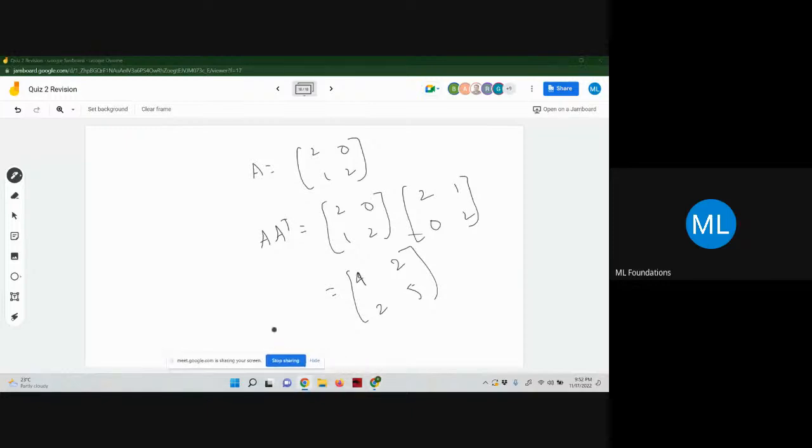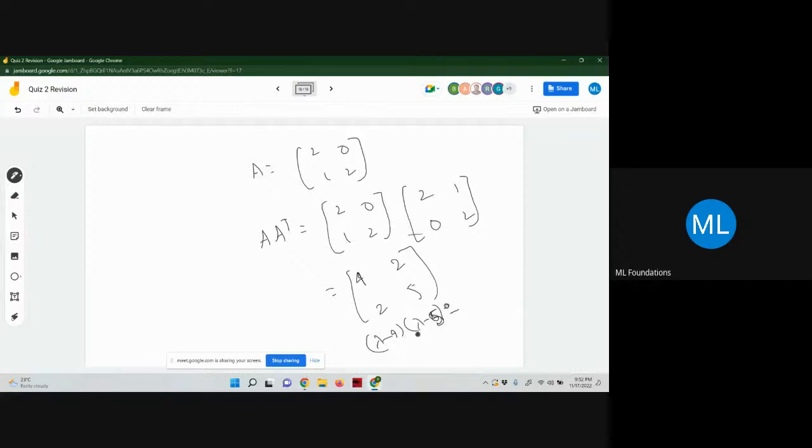Correct? So it's going to be lambda minus 4. Sir, here it is like A transpose or A transpose A? It's going to be the same. Yep. In this particular case, I'm doing A transpose. Okay, but then the eigenvalue is going to be the same.